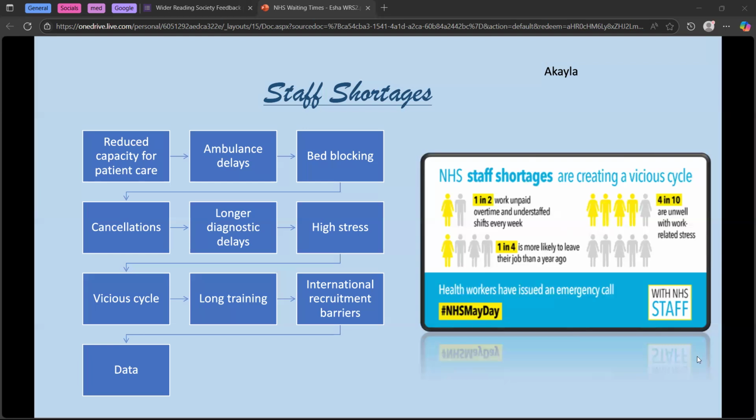Staff shortages are a top concern raised by NHS Trusts due to all of these factors, because not only is it bad for the patients, it also means that we have more and more people leaving the NHS, which we don't want. Next slide, please.